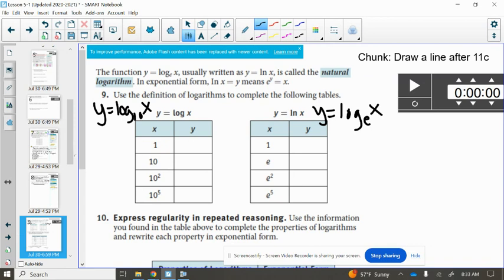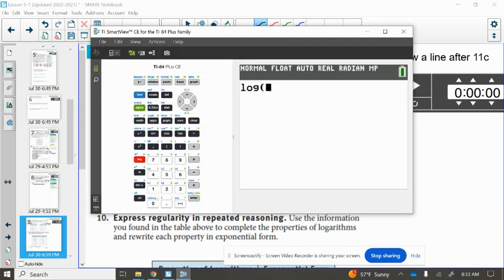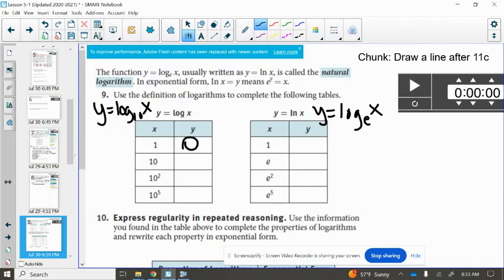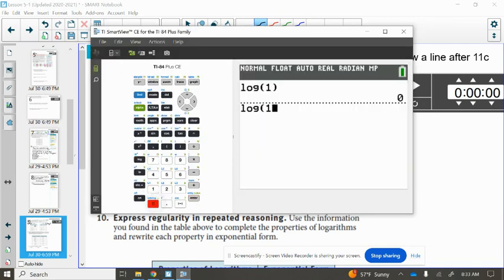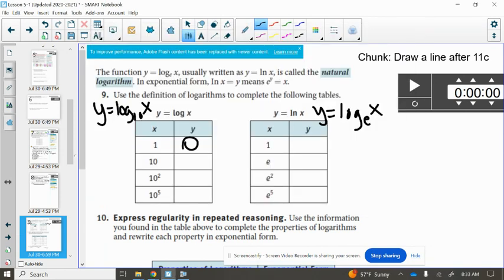And if our x value is 1, so we take log of 1, what we're going to notice is that we end up with an output value of 0. Log of 10 is going to give us an output value of 1. Log of 10 squared gives us 2. And we can see so on and so forth that this is 1, 2, this would be 5.